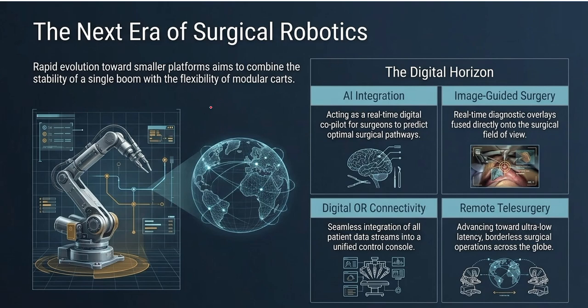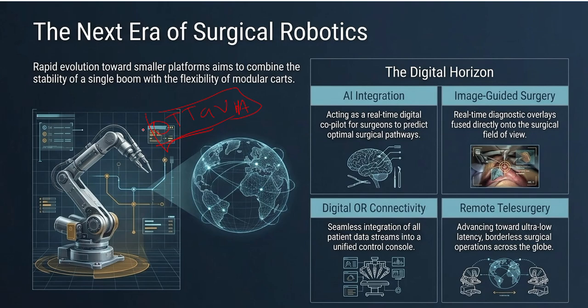Currently, the modular cart has its own challenges, like the larger footprint, and then there is the single boom, where they have an arm cart, so 3 components will be there. Recently, J&J launched their Ottava. In that Ottava, what is the advantage? They have completely wiped out the arm cart.